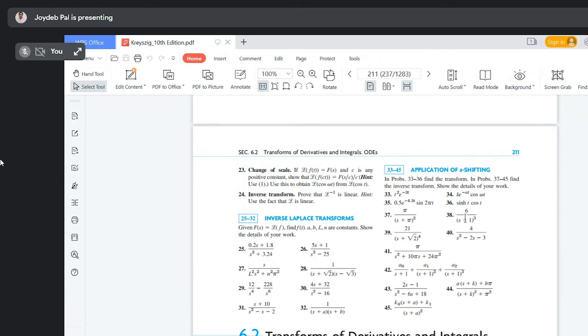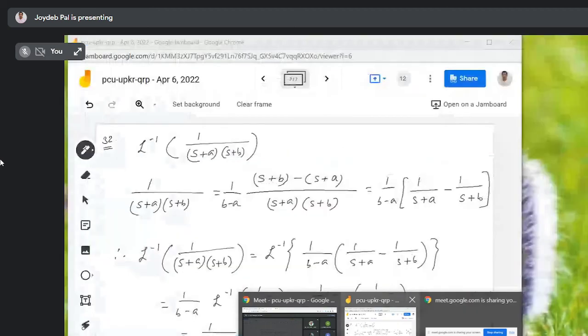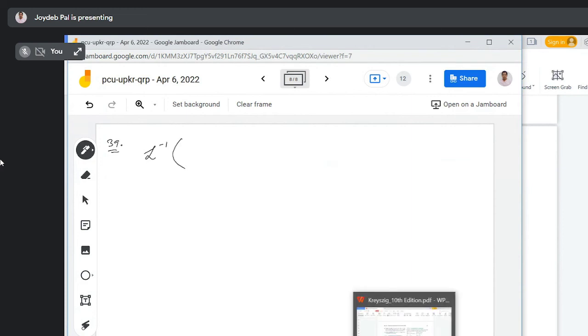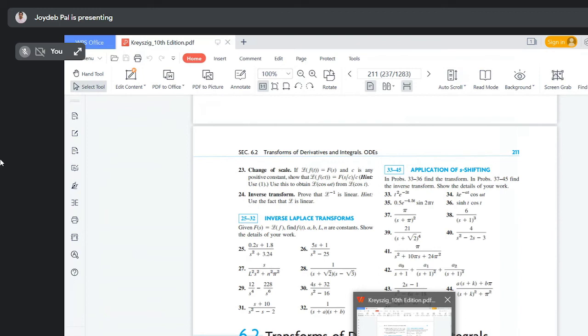Problem 38, this type of problem also I have shown in the class. Let me show 39, meaning the same type. 37, 38, 39 are the same type. So what will 39 be? 39: Laplace inverse of 21 divided by s plus root 2 whole to the power 4.